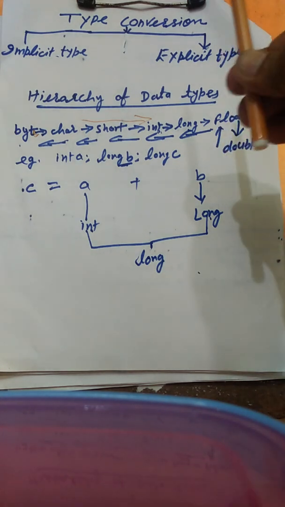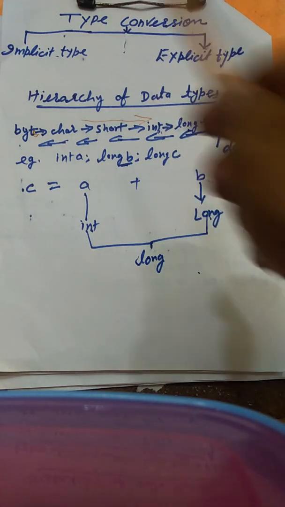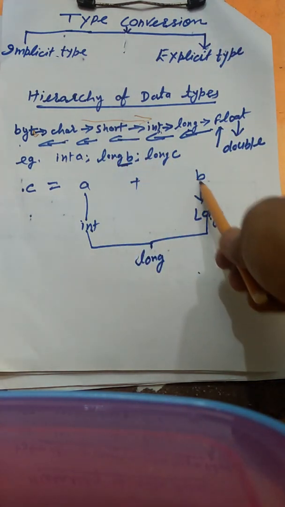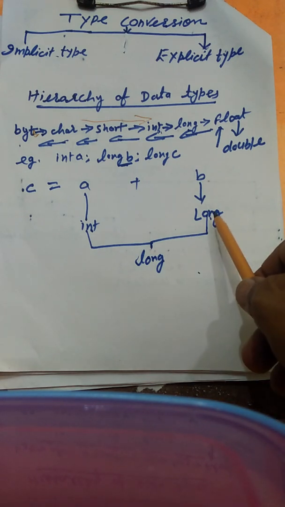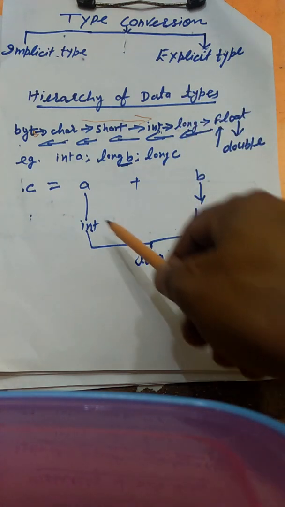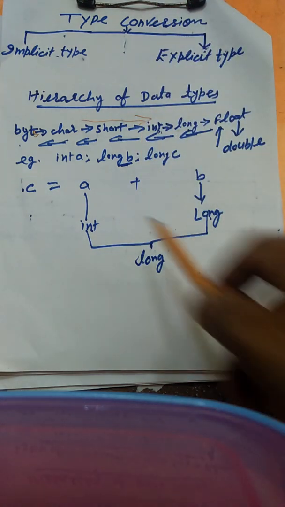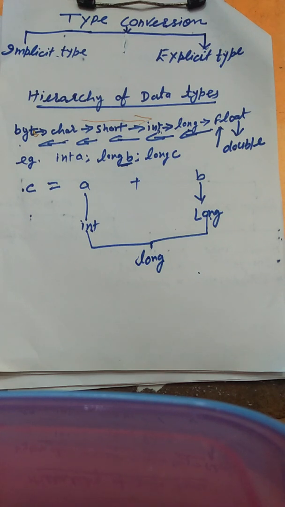So we will do the implicit conversion from right side to left. Long B: what is B? B is long and A is integer. Long data type is bigger than integer. So this integer will be converted into long. This is the implicit type of conversion.